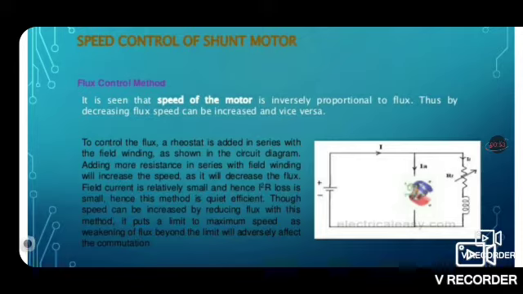Though speed can be increased by reducing flux, this method puts a limit to maximum speed, as weakening of flux beyond the limit will adversely affect the commutation.